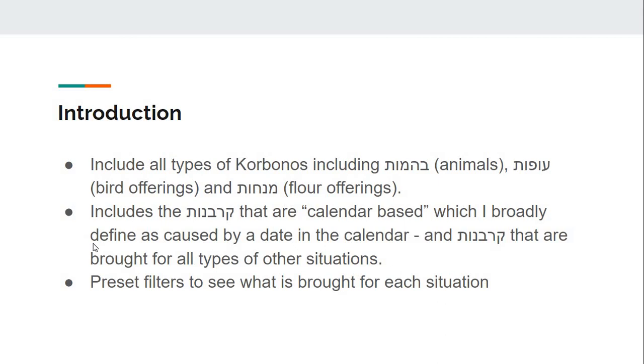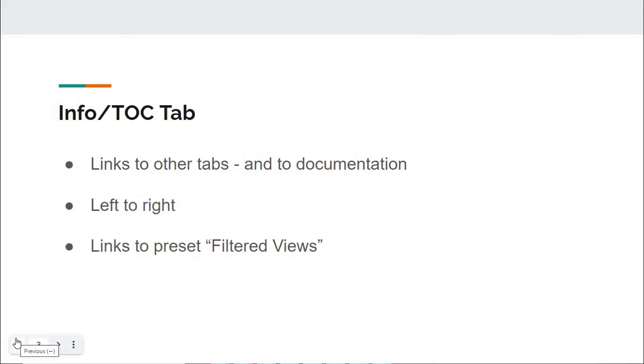There are attributes that show lots of different types of information for each of the Korbonos. There are also preset filters available to set a situation, either calendar-based or non-calendar-based, and see what the Korbonos are for each situation. The first tab is the Info Table of Contents tab. This tab has links to the other tabs in the spreadsheet and also to the documentation. This tab is in left to right format, and it has links to present the different filtered views.